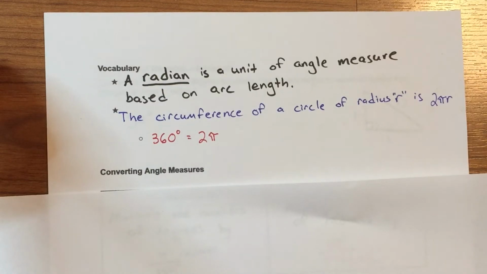Alright guys, first thing we're going to talk about today is some new vocab. So our first vocab word is radian. A radian is a unit of angle measure based on arc length. So a radian is just a different way of expressing how we measure angles. Typically you guys are using degrees.